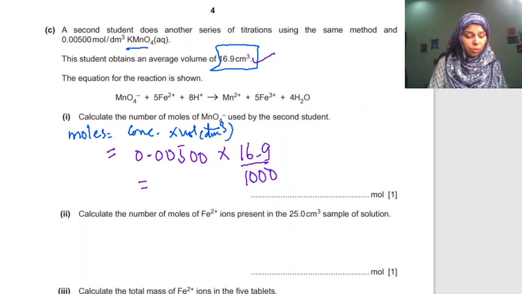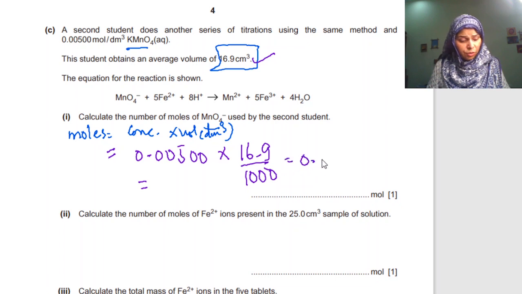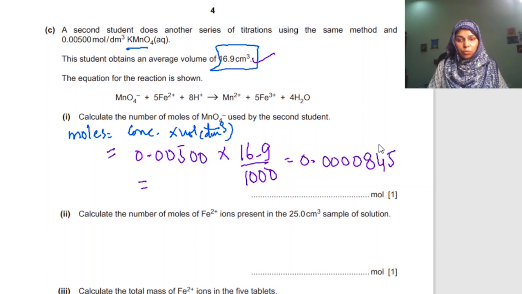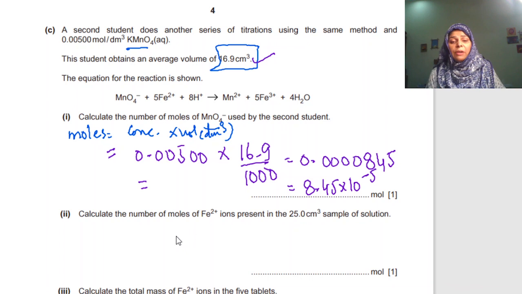Let me calculate 0.005. Okay, the answer will be 0.00040. We have to take the values to 3 significant figures, so we can write the answer like this: 8.45 × 10^-5. Okay, next we have to move towards calculating the number of moles of Fe2+.